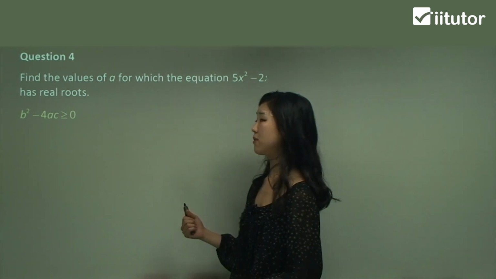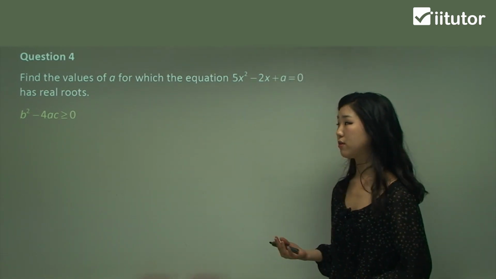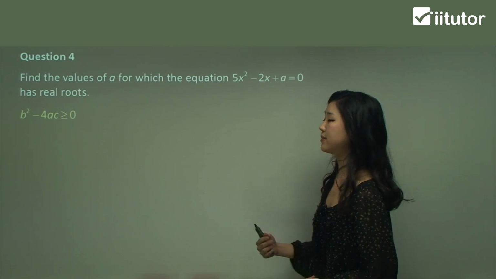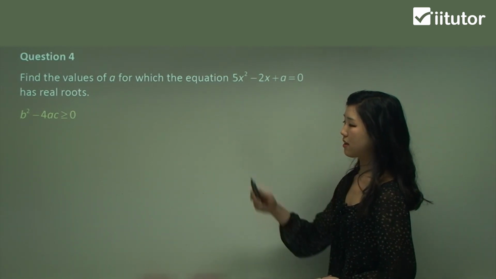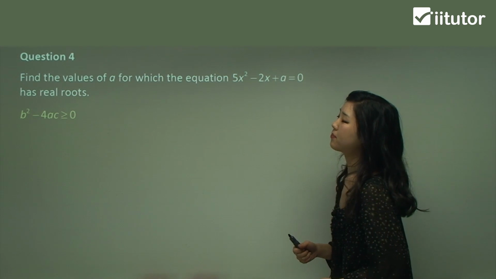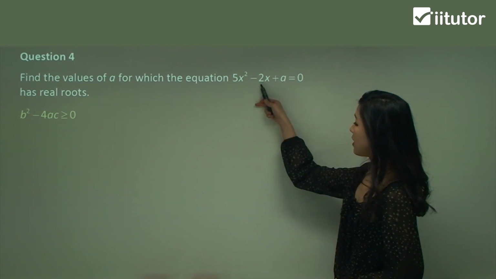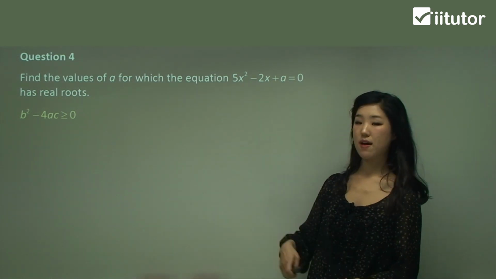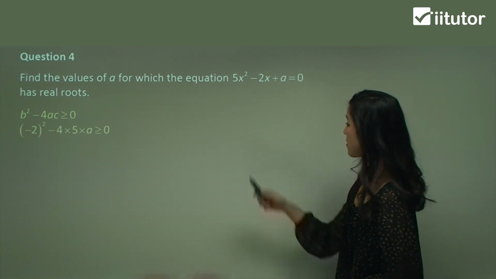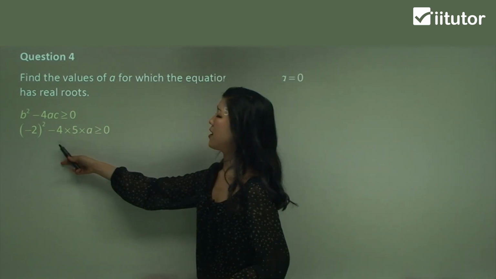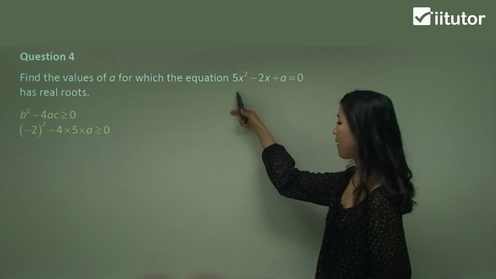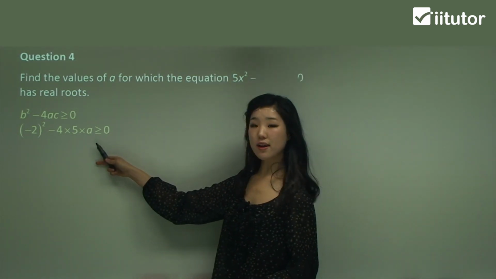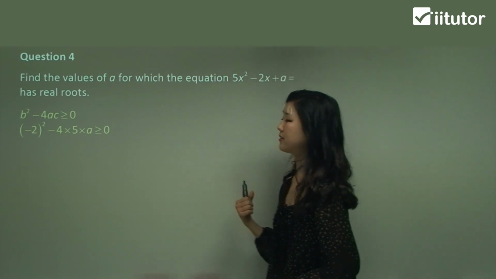It can be equal to 0 because 0 is still a real number. So b squared minus 4ac, the discriminant, will be positive or equal to 0. I'm just going to write it like that first because I just applied my property. Now, b is negative 2, a is 5, c is a. So I'm going to substitute my values in. b is negative 2, so we have negative 2 squared minus 4 times a, which is 5, and the constant c is going to be a. And that's still greater than or equal to 0.